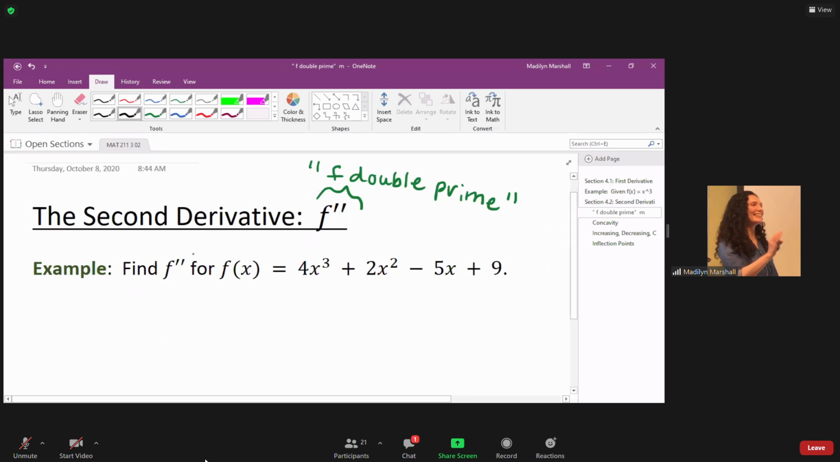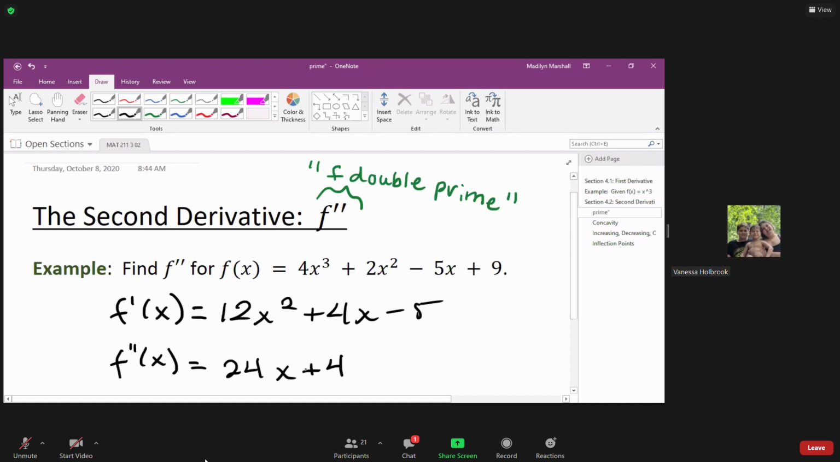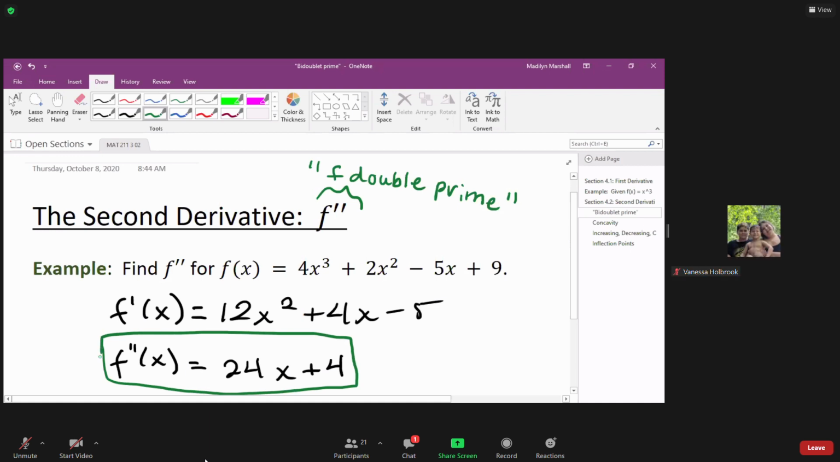So if we want to find f double prime of this function here, we would first find f prime, the derivative, using our power rule. And then we would do the derivative again. So the derivative of f prime. So now we have 24x plus 4. This is the second derivative, which we're going to use for concavity in a minute.